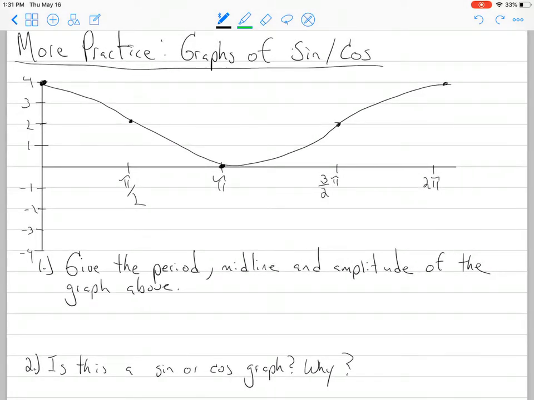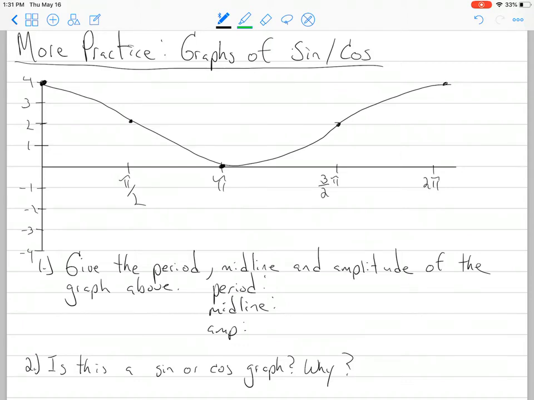First thing I want you to do now, I want you to do all this before me. What's the period of this graph? What's the midline? And what's the amplitude? You go ahead and pause and figure those things out. Look back at your notes if you need to.